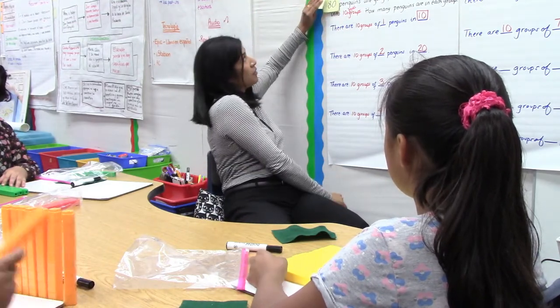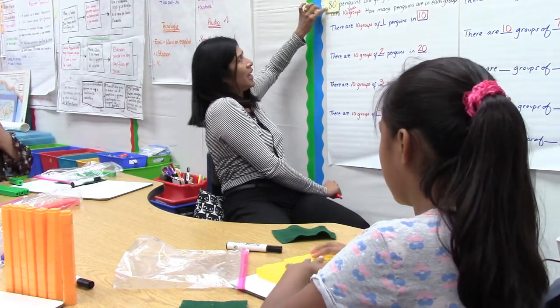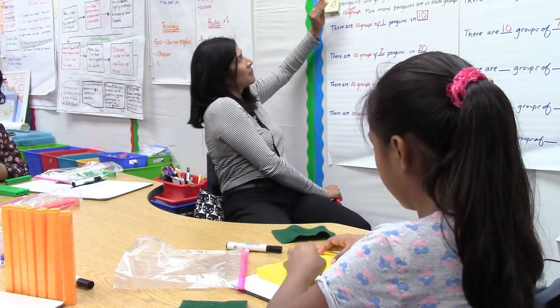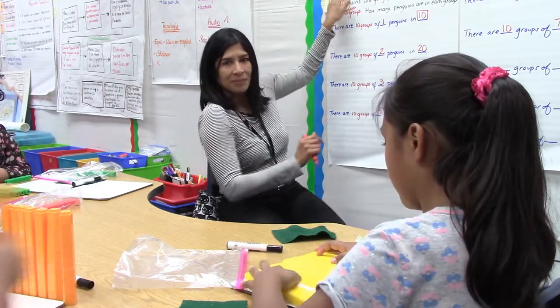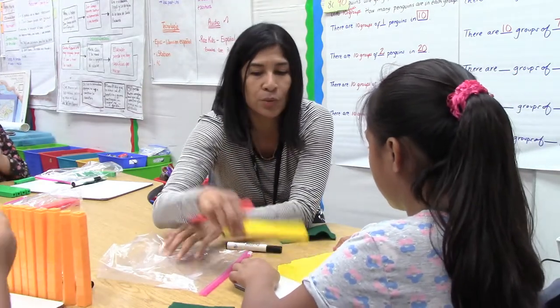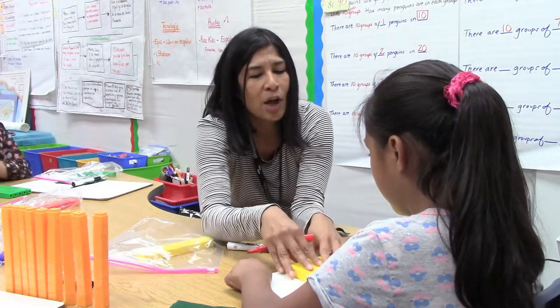I'm gonna pull it up here. Okay, so do you have the right number of penguins there? Can you just leave me 80 penguins? Okay, all right, so you took two groups of 10, and now you have 8 groups of 10, which is 80. So, but how many groups do we have?